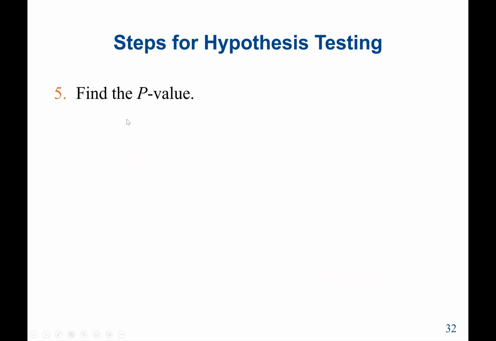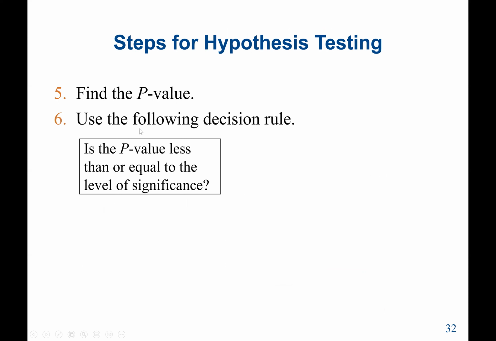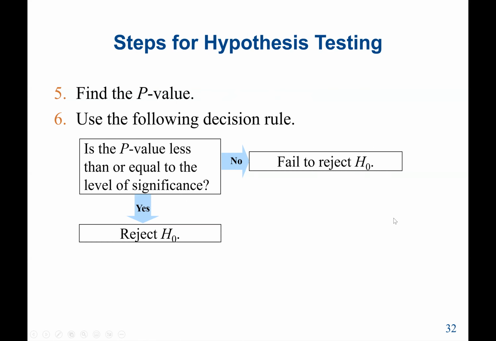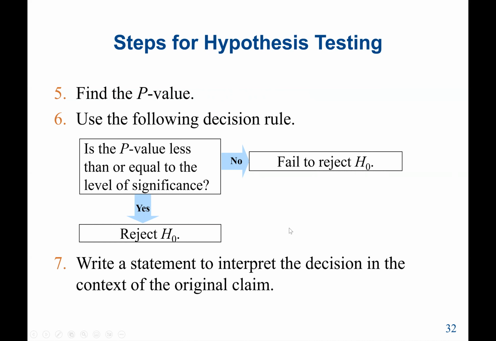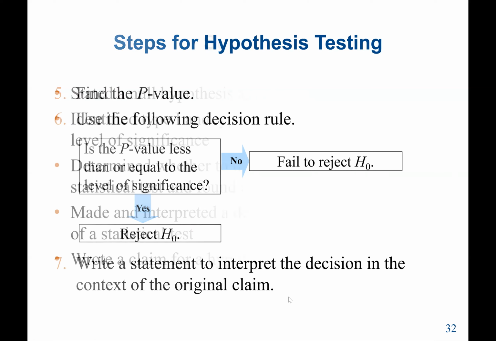Then the next step, we find the p-value. Then we use the following decision rule: if the p-value is less than or equal to the level of significance, we reject HO. Otherwise, we fail to reject HO. Next, we write a statement to interpret the decision in the context of the original claim.